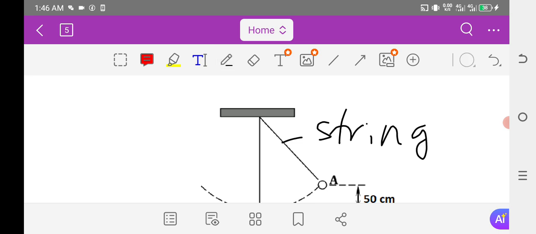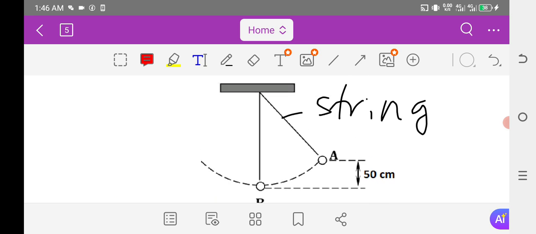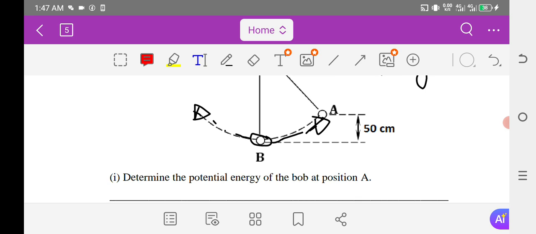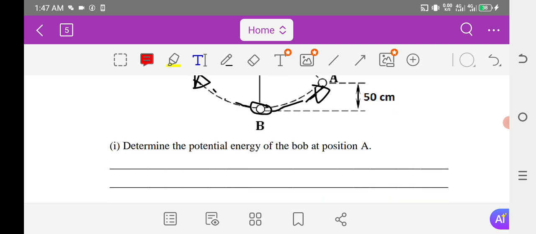So a mass is attached to it so that it can swing this way. You can also swing this way. Then we are asked to determine the potential energy at the position A. So potential energy, once again, is equal to mgh.